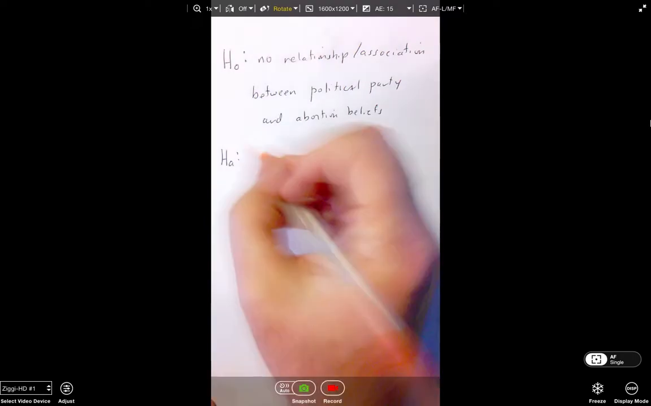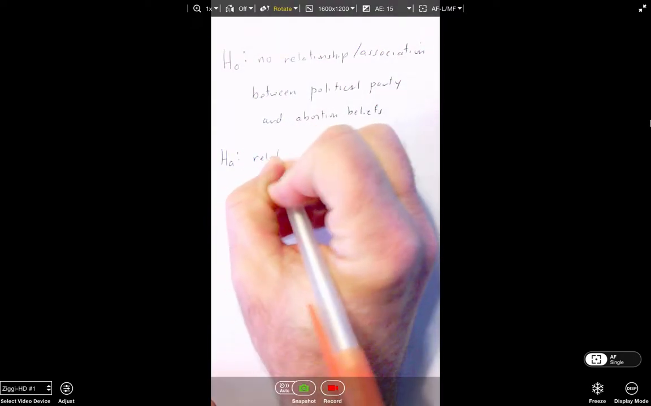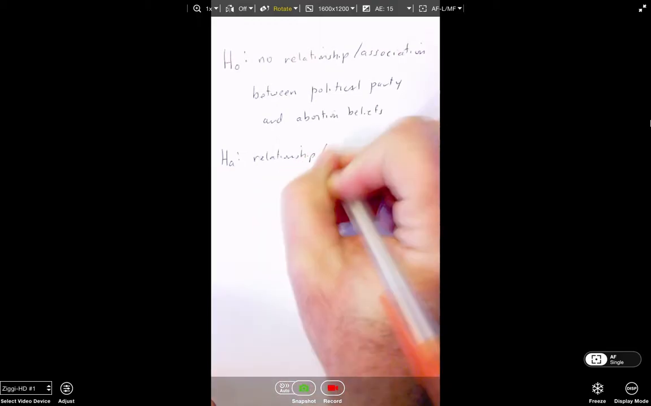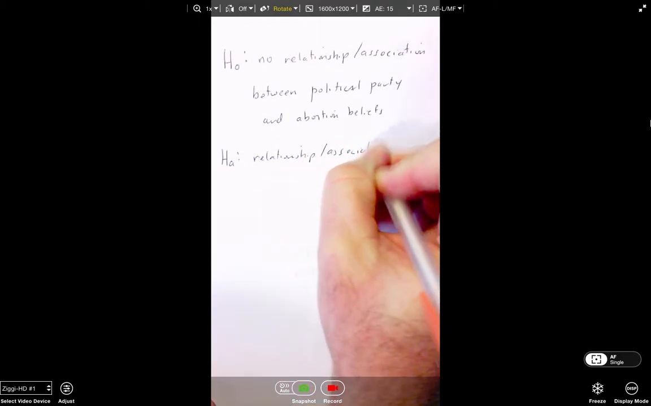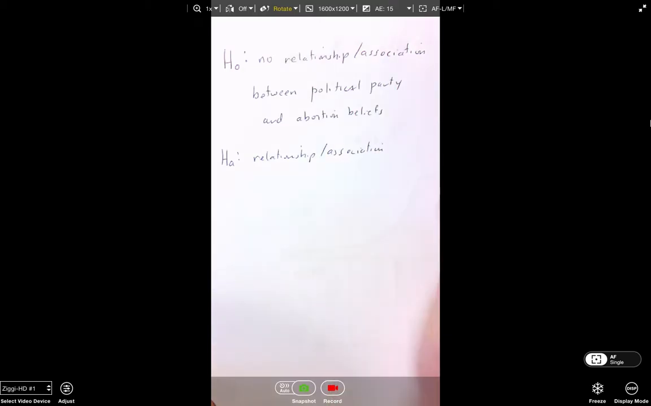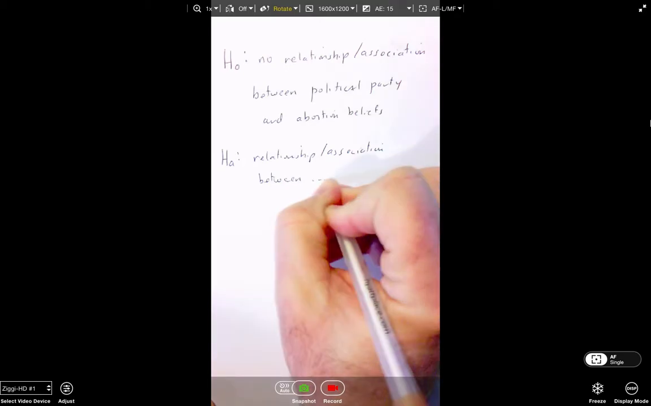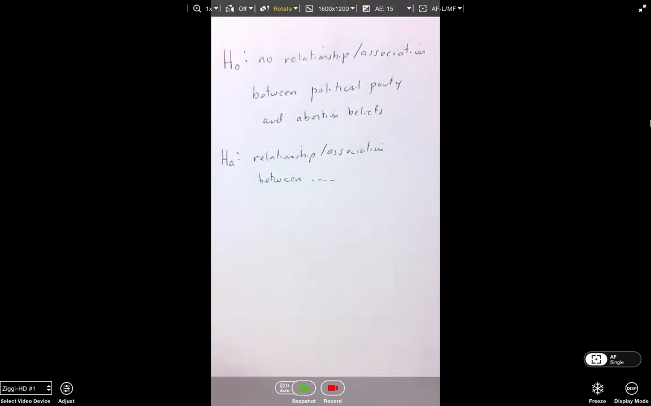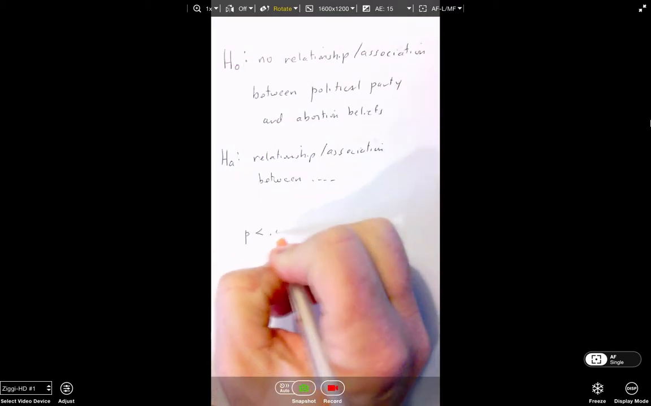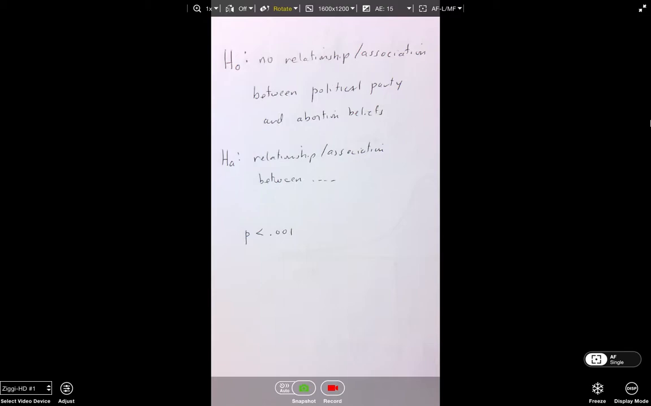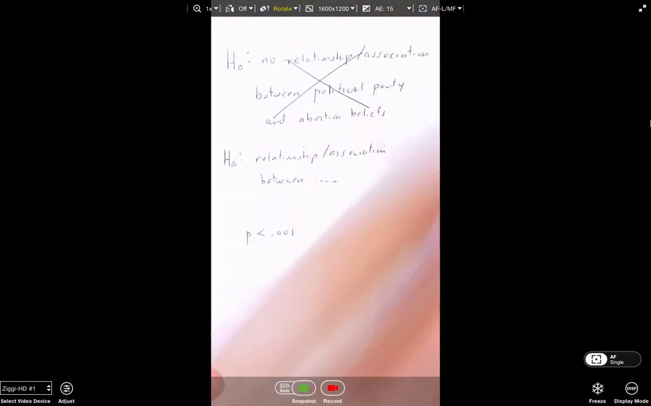So the alternative hypothesis is that there is a relationship or association between political party and abortion beliefs. So, guys, we have a p-value that is extremely statistically significant, significant at the 0.001 level. So we reject the null hypothesis and determine that there is a relationship or an association between political party and abortion beliefs.